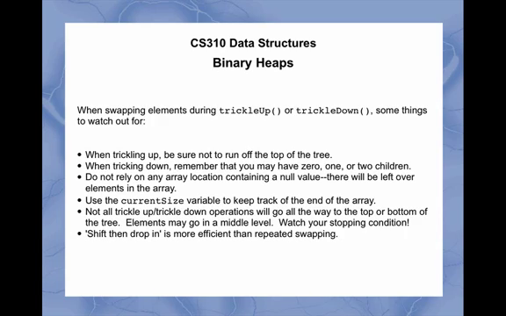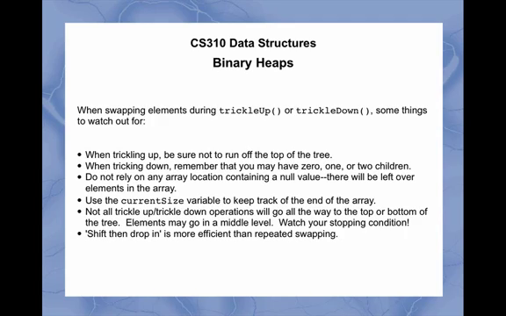So this code can be just a little bit tricky to write, and there are some things that you need to watch out for when you're writing the trickle up and trickle down methods. First, you have to make sure that you don't run off of either end. When you're trickling up, you want to make sure that you do not run off the top of the tree. When trickling down, remember that you may have 0, 1, or 2 children. Also, you should never test an array element to see if it's null. Rather, you should use the current size variable to keep track of the end of the heap.